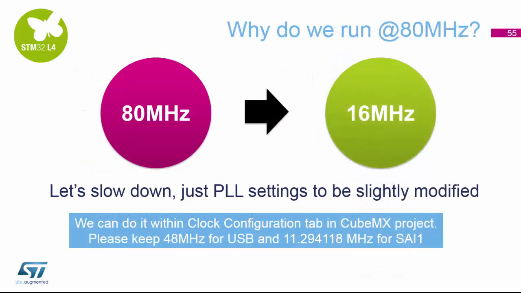Big question, why do we need to run at 80 megahertz? Our audio is in real time, so therefore it's not specifically fast. We do need to keep our 48 megahertz to keep our USB functioning, and our 11.29 megahertz to keep our audio functioning correctly. But we don't need to run the rest of the device, including all the PLL structure, at 80 megahertz. So we can actually slow the clock system down of the rest of the device, just maintaining our USB and audio peripherals, and that should be able to make a bit more difference to our current consumption.